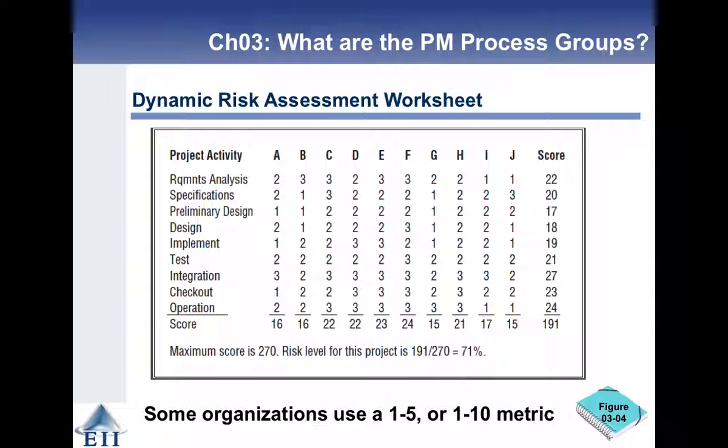So here's a risk assessment worksheet where we've got all the different things we need to do and the various risk levels associated with them. And currently the risk level for this project is 71%. And you can use 1 to 5 or 1 to 10, it depends on what granularity you want or can have.